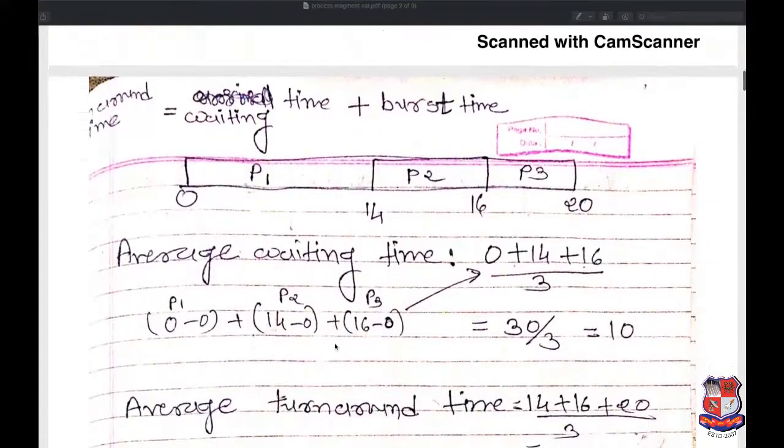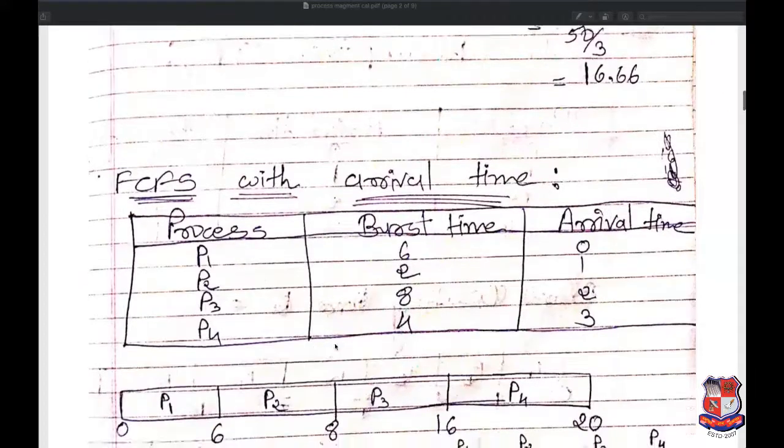Okay, so let us go to the next method, FCFS with arrival time. The difference between both methods is, in the table there are 4 processes, and burst times are 6, 2, 8, 4. And there is also one more required value, the arrival time of all the processes. It is already given in the table. Arrival time for P1 is equal to 0, arrival time of P2 is equal to 1, then P3 is 2, P4 is 3.